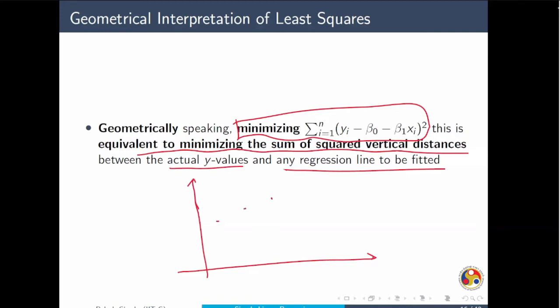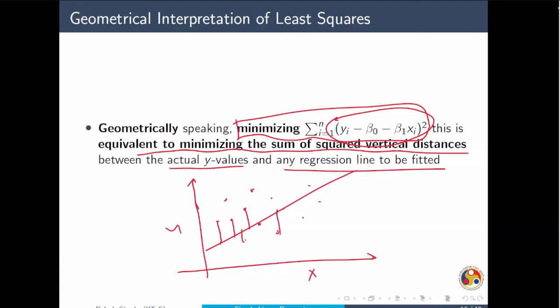So these are the points. We can see an increasing trend here, and let's assume that this is my fitted regression line. What this quantity means is actually these vertical distances.